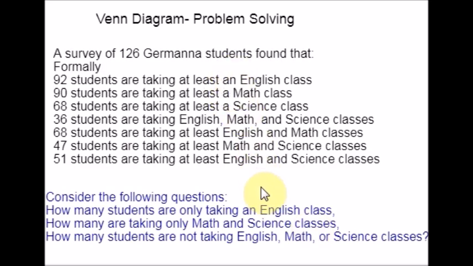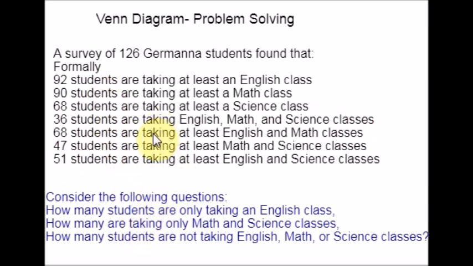Here is an example. Let us discuss this in detail. A survey of 126 Gemini students found that formally 92 students are taking at least an English class, 90 students are taking at least a math class, 68 students are taking at least a science class, 36 students are taking English, math and science classes. So these are the details.